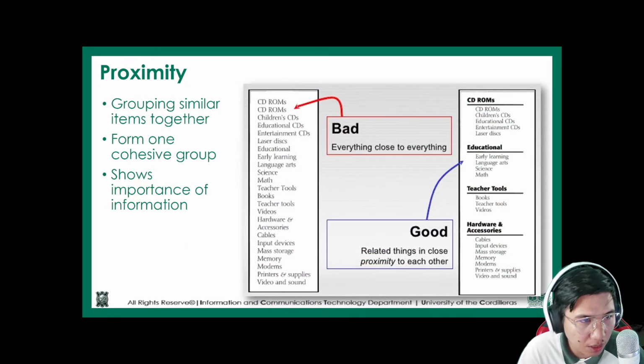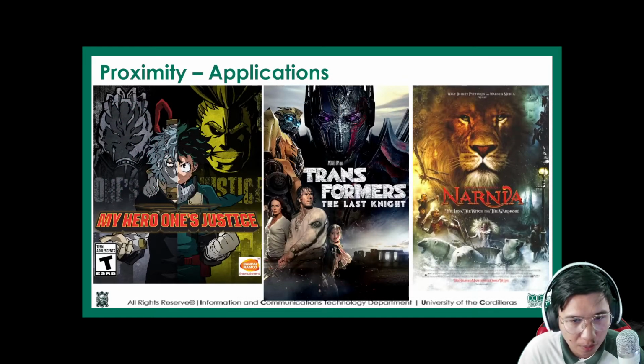Next, proximity. When we say proximity naman, it's the way on how you group similar items together. It can also form one cohesive group, and it shows the importance of different information. Such as, for example, ito. This cover here simply groups dito, gumamit to ng alignment, ng balance as well. So, dito sa part dito sa my right side, it shows the heroes and it shows the anti-heroes. Ganon din dito sa Transformers, it shows the Transformers and the humans.